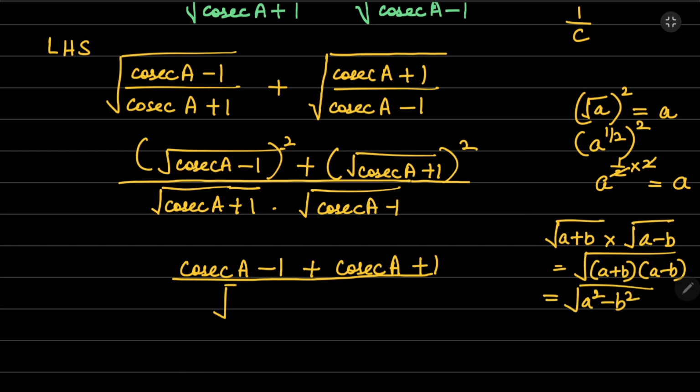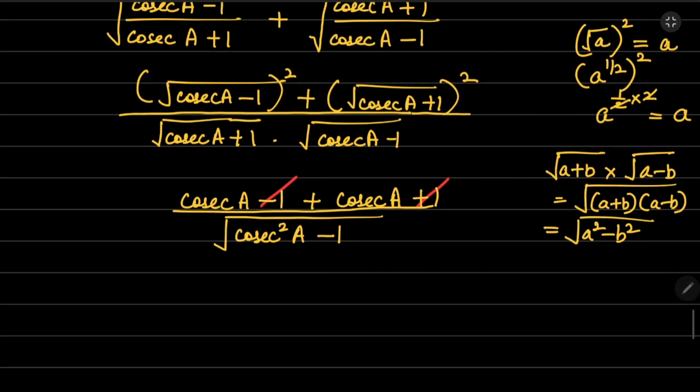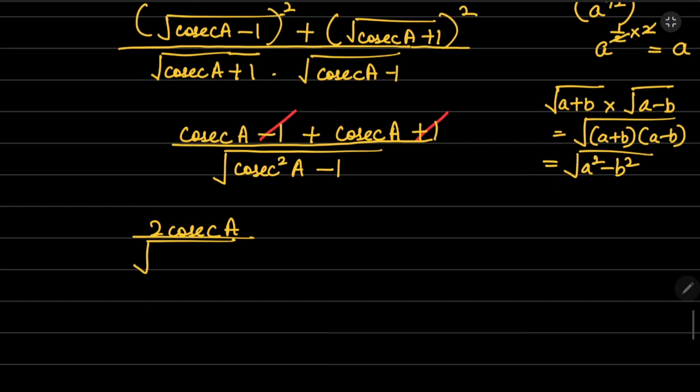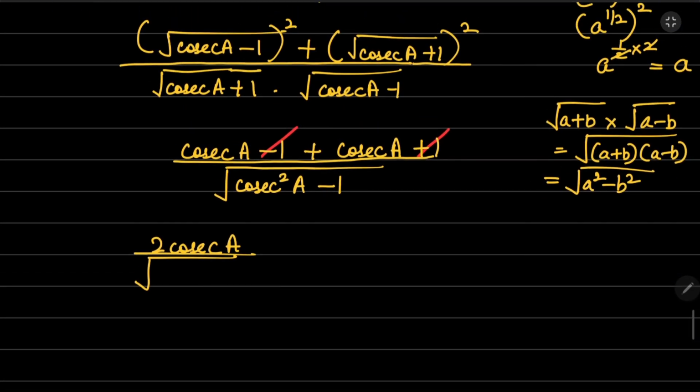So similarly here in the denominator you will have root of cosecant square a plus b into a minus b, so cosecant square a minus 1. In the numerator term, this minus 1 plus 1 will get cancelled. So what you get is 2 cosecant a divided by root of, what is root of cosecant square a minus 1? It is cot square a. Okay, this is something which you have to remember.